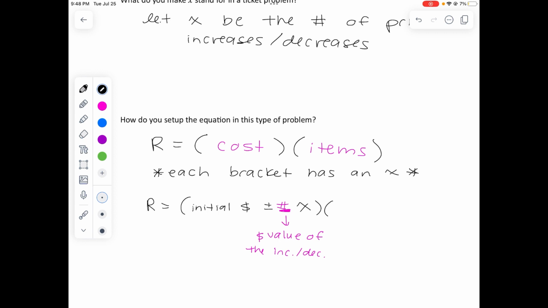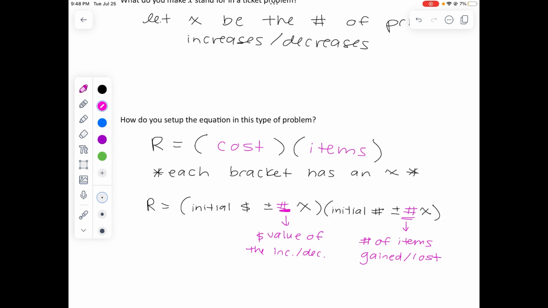And then your other bracket has the initial number of items plus or minus some number multiplied by x. That number represents the number of items gained or lost, depending on the situation. Typically if your price is increasing, you're losing items sold because you lose customers as it becomes more expensive. Whereas if you are decreasing the price, you will gain items, because the cheaper things are, the more people that want to buy it. That's always the formula for how you set it up.